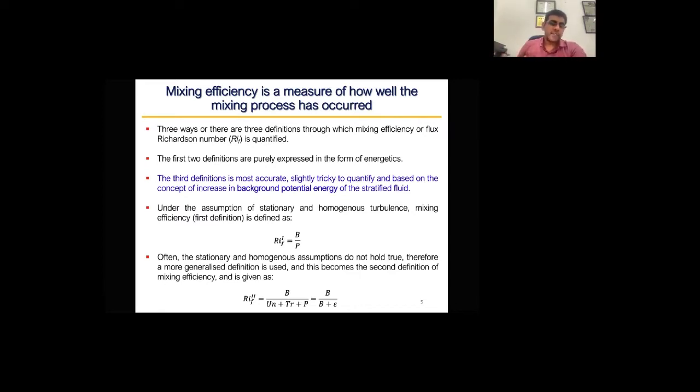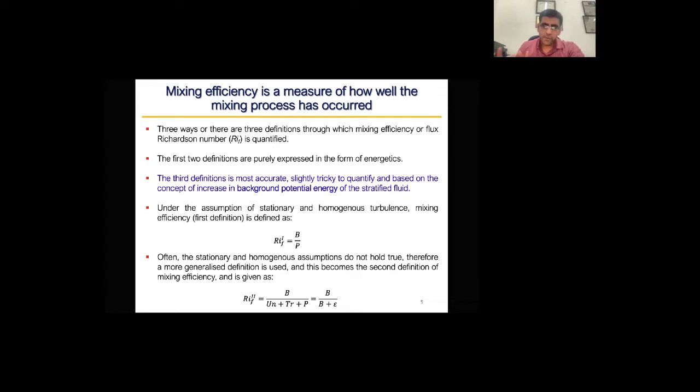Whereas if it's very large, then a lot of the potential energy is going into kinetic energy, and a lot of kinetic energy is going into buoyancy. Okay. So if you use the stationary and homogeneous approximation, then you get the first definition of mixing efficiency, which is basically B by P. This is very similar to what we call the flux Richardson number in stratified shear flows.